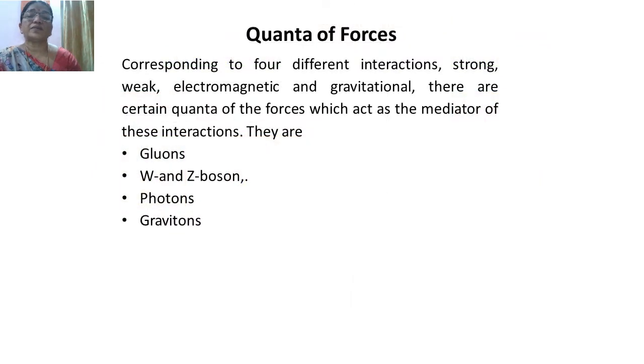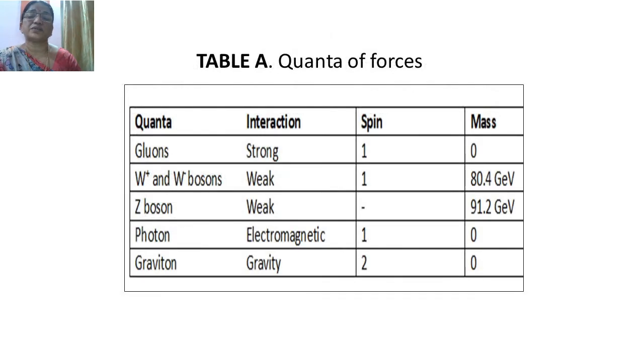So, quanta of forces. Corresponding to four different interactions: strong, weak, electromagnetic and gravitational, there are certain quanta of the forces which act as the mediator of these interactions. They are gluons, W and Z bosons, photons and gravitons. This table shows the properties of all these kinds of quanta of forces.